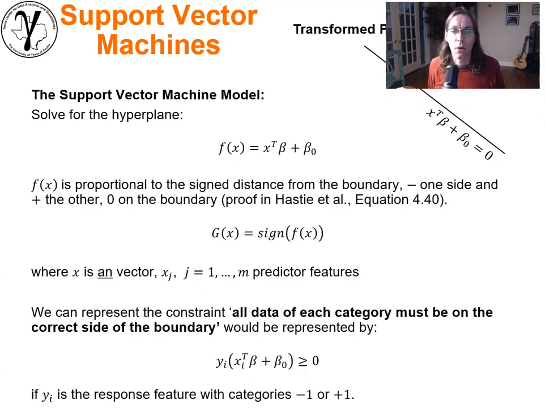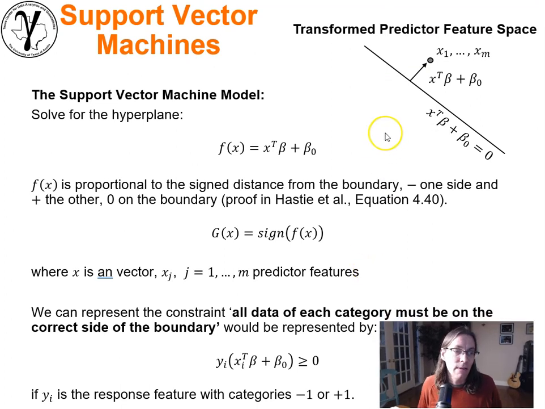Okay, so let's talk about what the model looks like. So it's not too bad. In fact, all we're going to have to do in this high dimensional space is solve for this hyperplane right here. And if we show this in vector math, the x and betas are going to be vectors, and so we'd expect that we're going to solve for coefficients over the 1 through m different predictor features that we want to work with for our model. Now, what's interesting is that if you look at this function, you'll find that it's proportional to the signed distance from the boundary. It's going to be negative on one side, positive on the other side, and the result will be 0 at the boundary. And the proof is available in Hastie et al. I'm not going to go through the vector math and the proof for it.